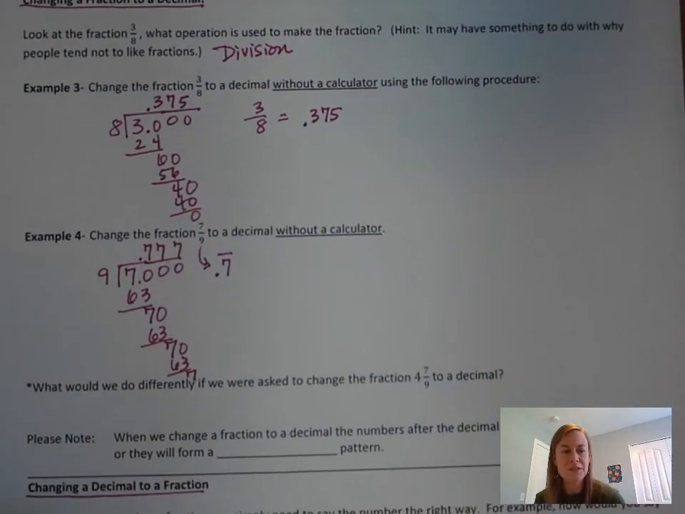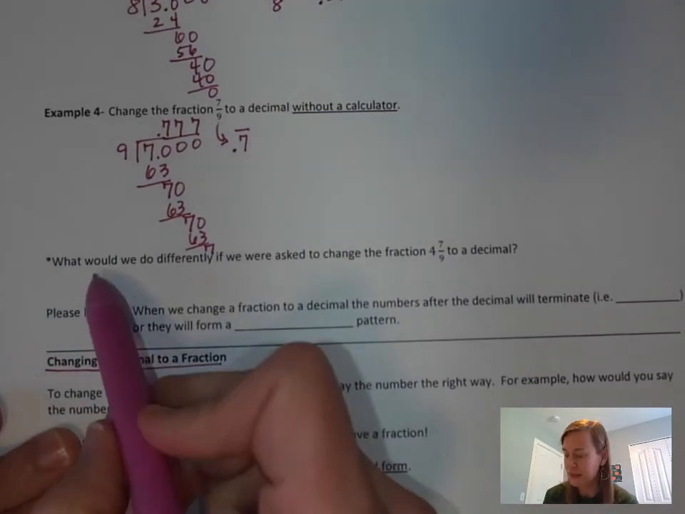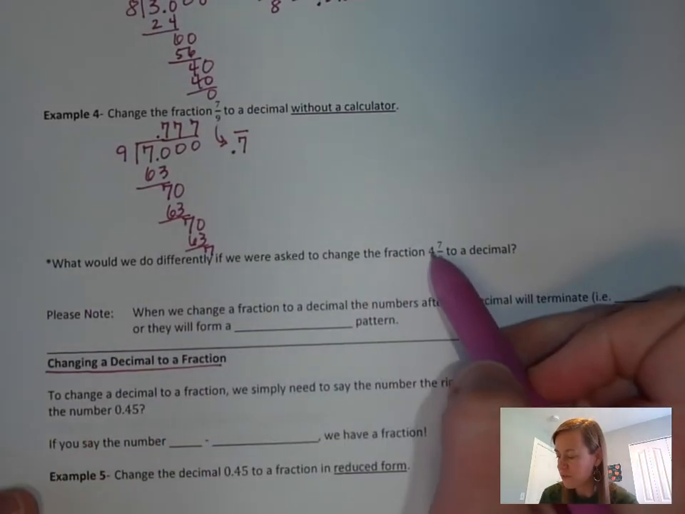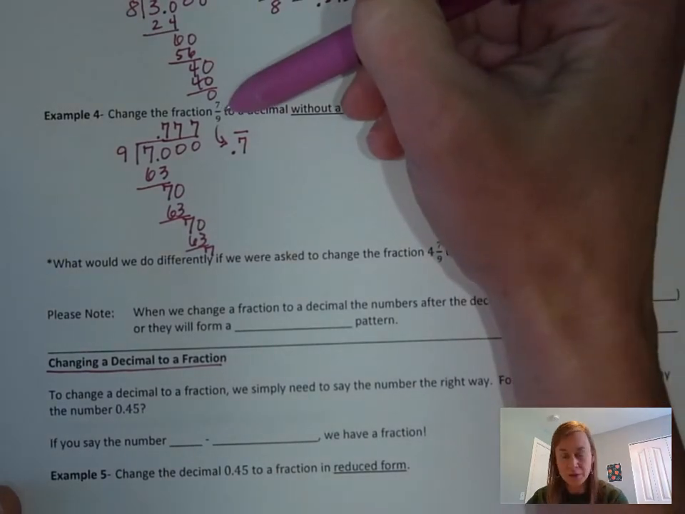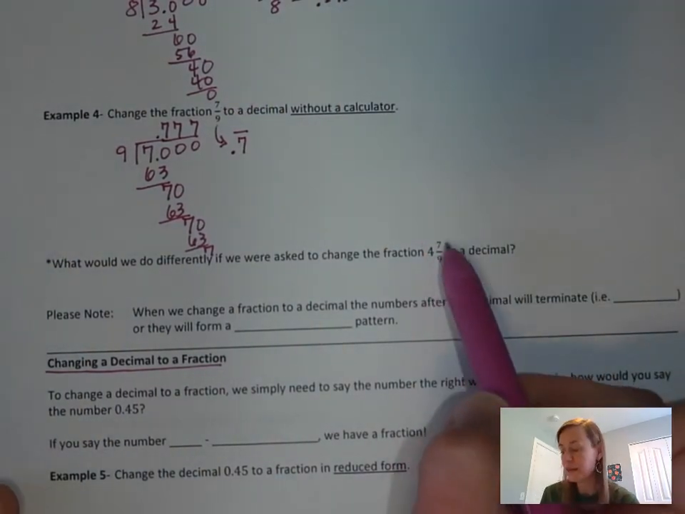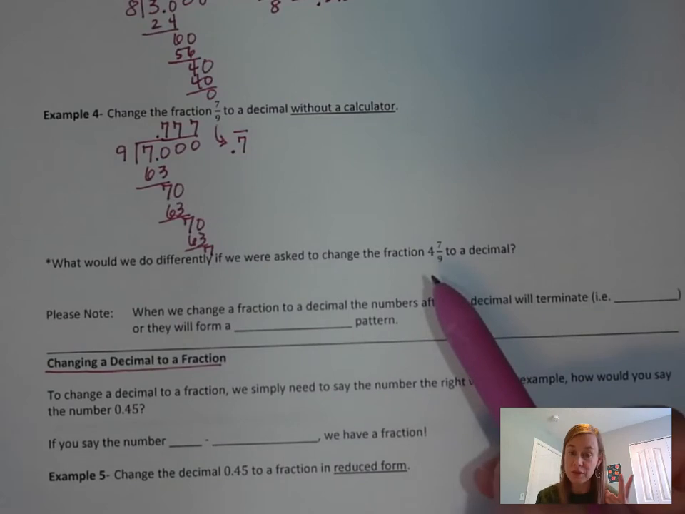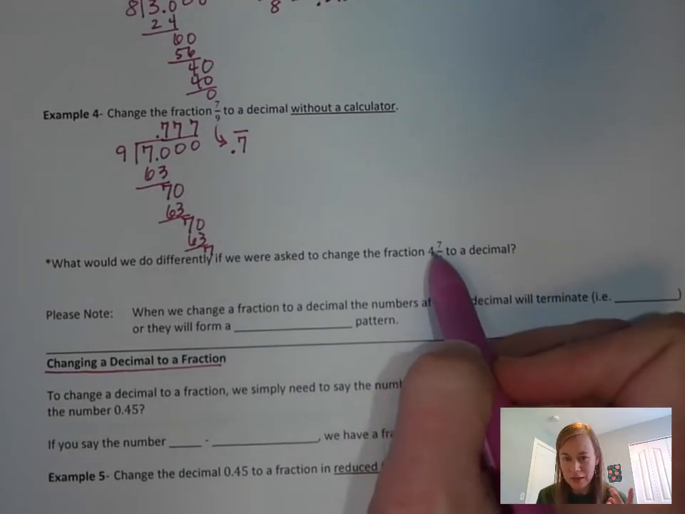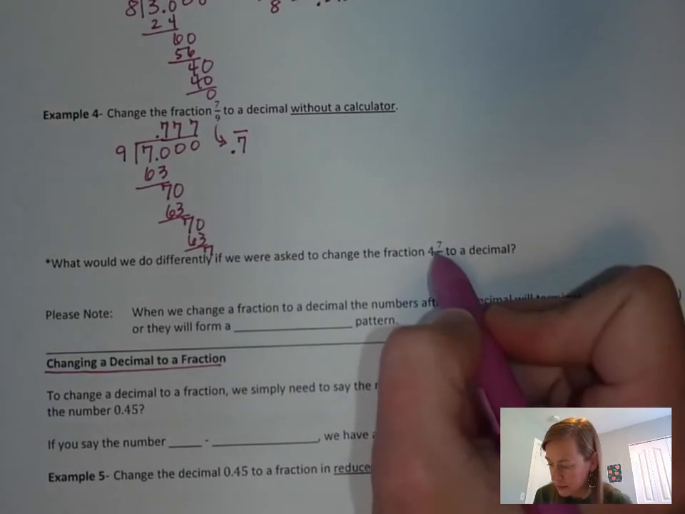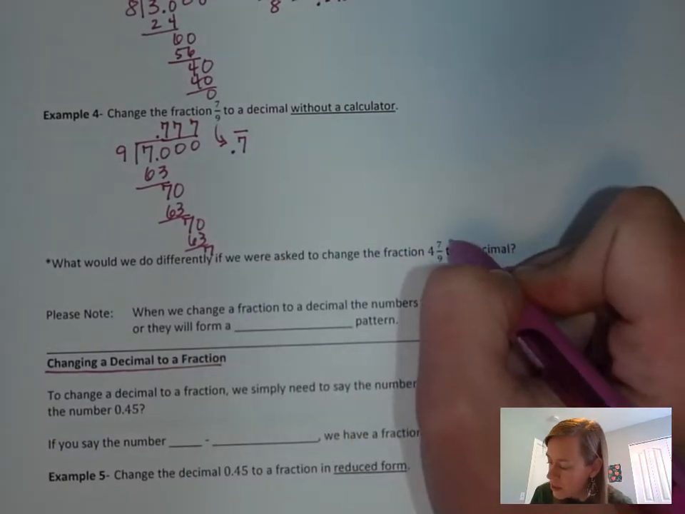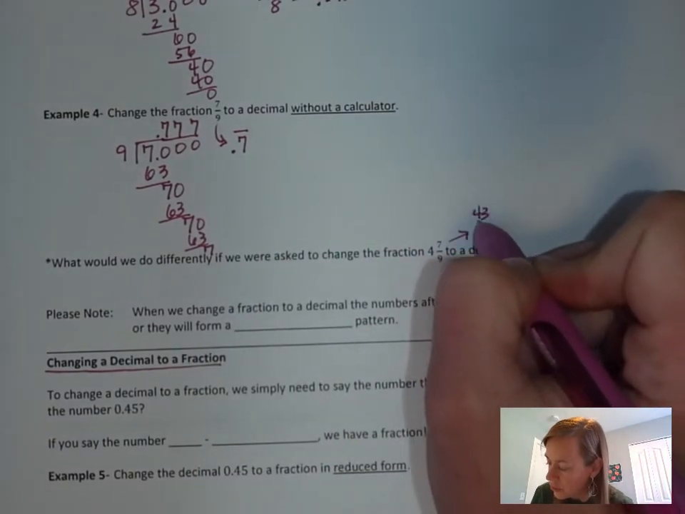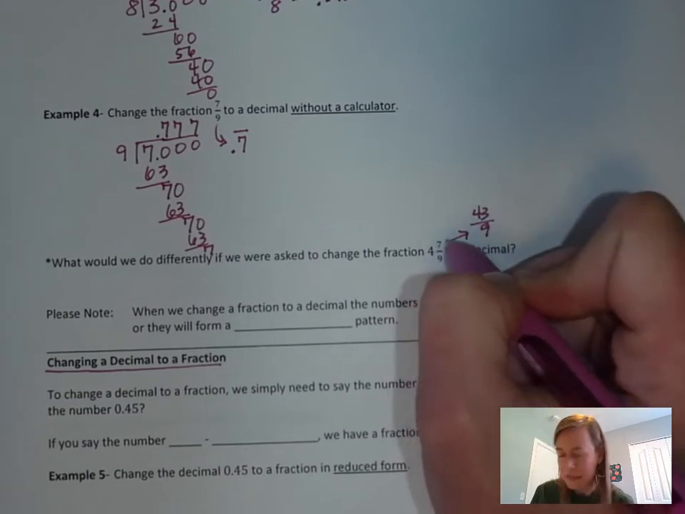All right, so what would we do differently if we were asked to change the fraction 4 7/9 to a decimal? So see up here, we changed 7/9 to a decimal, and here they're talking about 4 7/9. Two different ways you could do this. You could make it into what they call an improper fraction. 9 times 4 is 36. 36 plus 7 is 43. So you could change that to 43 over 9, because that means the same thing.